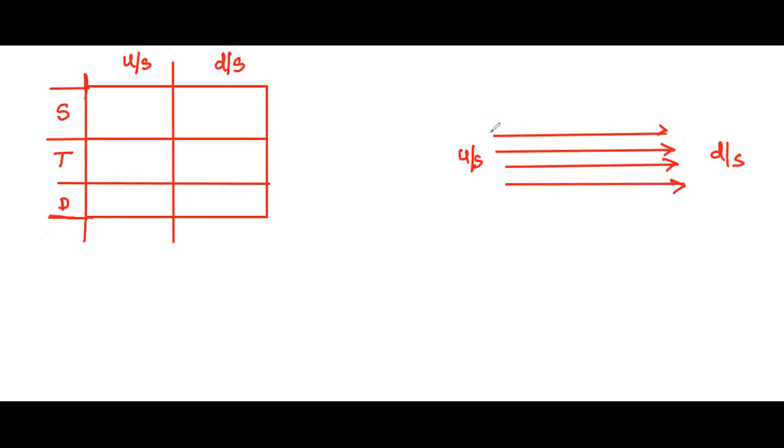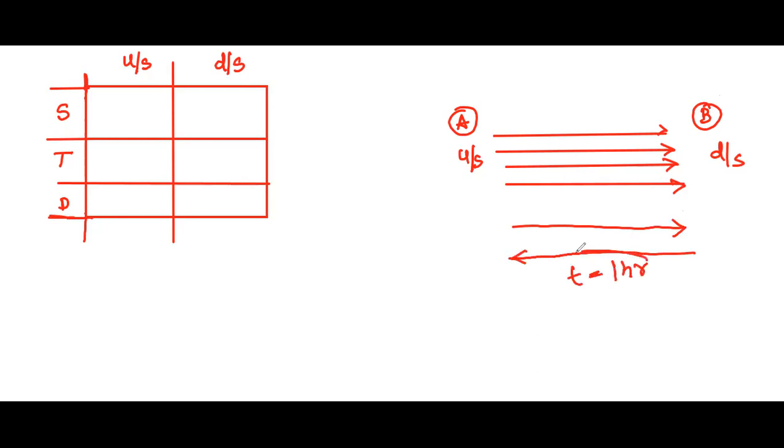Okay, the 2 points I'm taking here: this is point A and this is point B. They have given that going from upstream to downstream and downstream to upstream, the total time taken is 1 hour. And also they have given in the problem that a person can row in still water at the rate of 5 kilometers per hour.